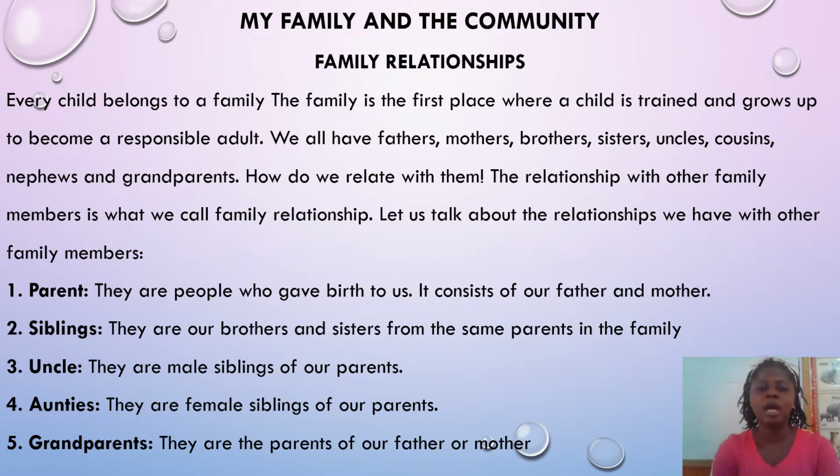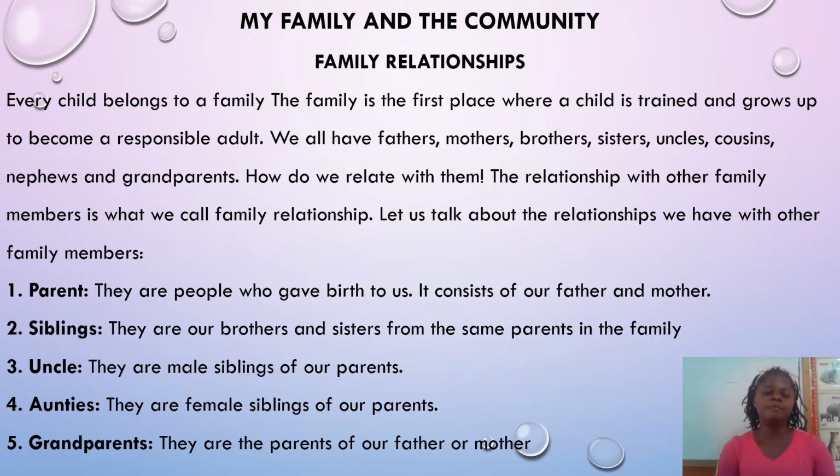Let's start by looking at family relationships. So every child belongs to a family. The family is the first place where a child is trained and grows up to become a responsible adult. We all have fathers, mothers, brothers, sisters, etc. How do we relate with these people? The relationship with other family members is what we call the family relationship. Now let's talk about the relationship we have with other family members.